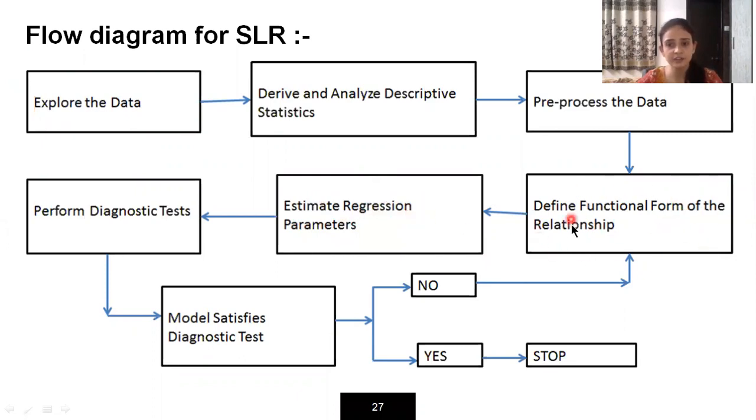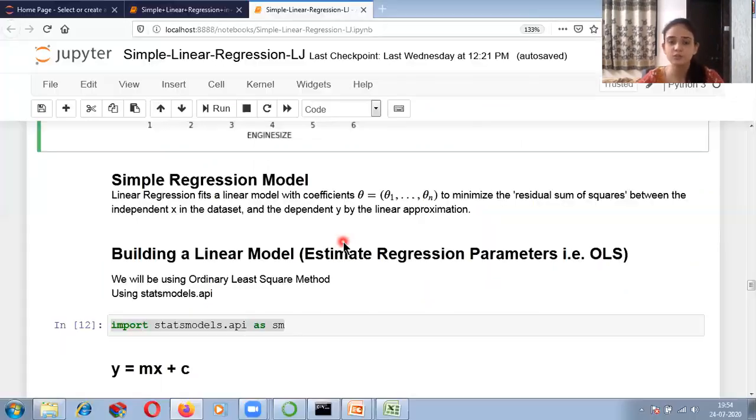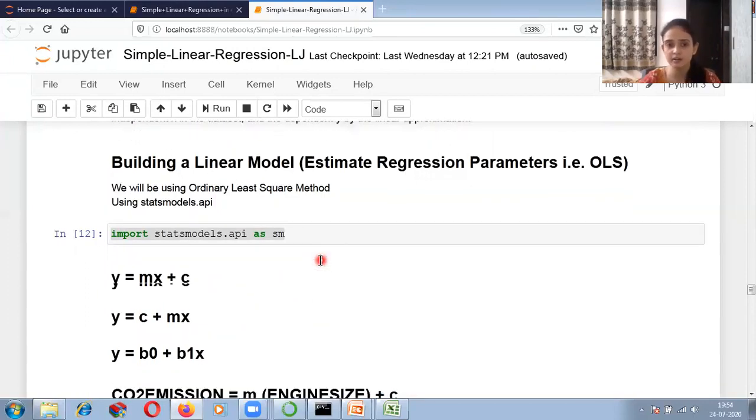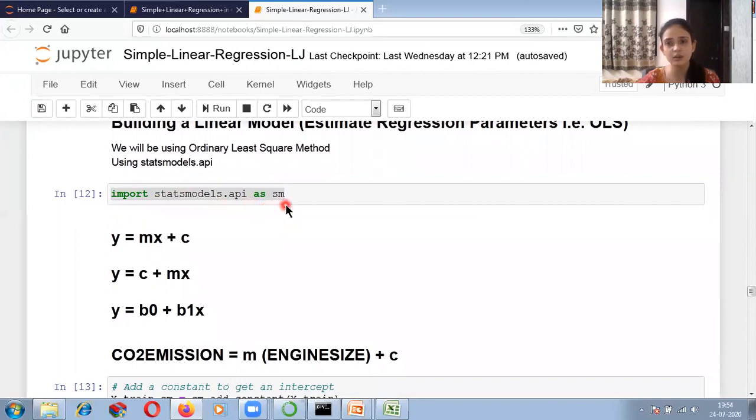We have defined the functional form of the relationship, that is, the linear relation between the two columns. So we have selected the engine size and the CO2 emissions. Now we want to estimate the regression parameters. For that we will be using the ordinary least squares method, that is OLS. For performing the estimation, or building a linear model, we will be using the statsmodels library.